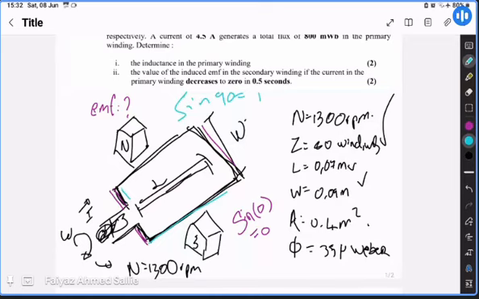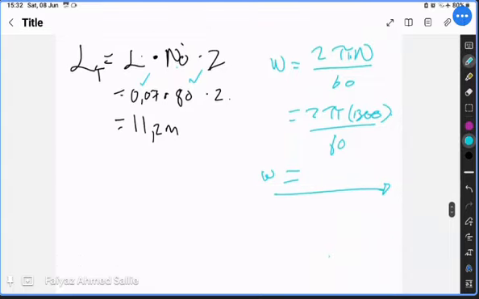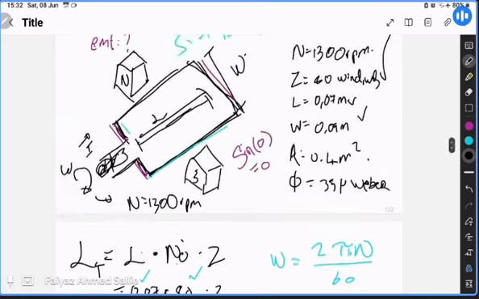Okay, so let's continue with the problem. So we got the total length. This is our total length that we calculated from this diagram.